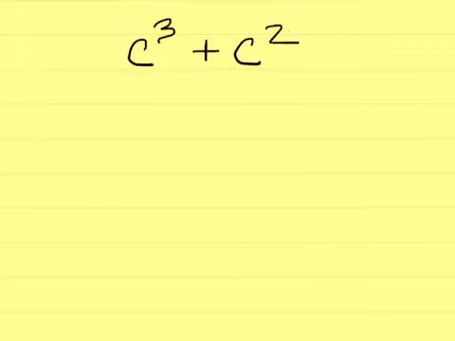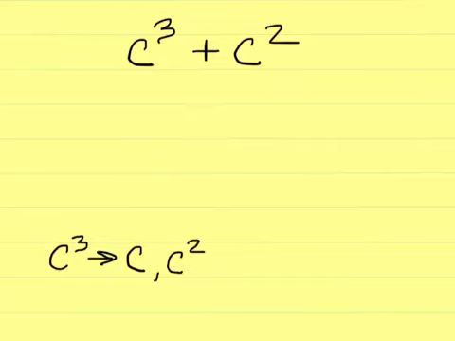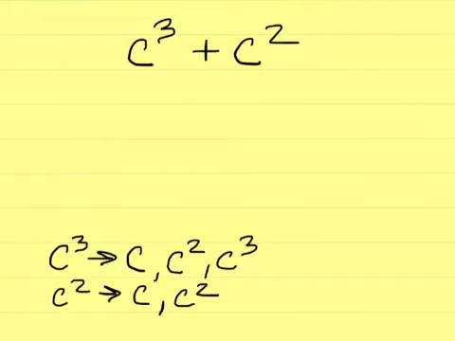In this problem, you have c to the third plus c to the second. Think of the factors of c to the third. You can divide out a c, a c squared, and a c to the third. For c squared, you can just divide out c and then c squared. What's the highest term in both of them? C squared.